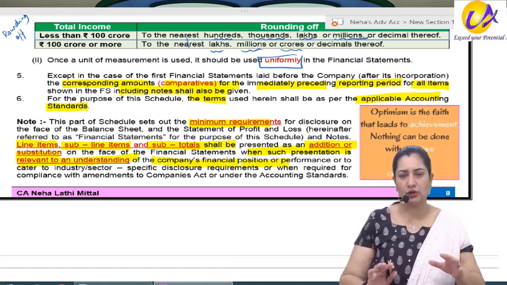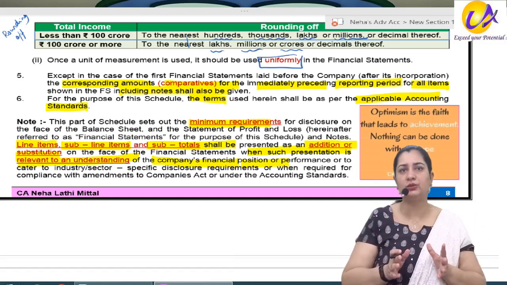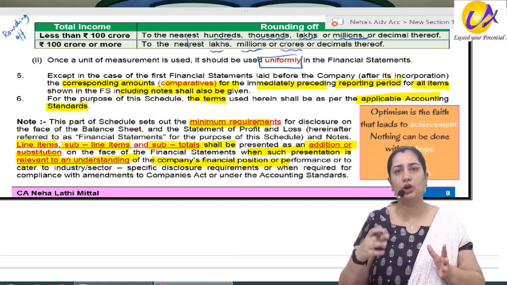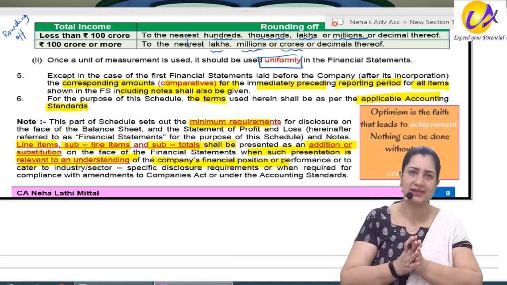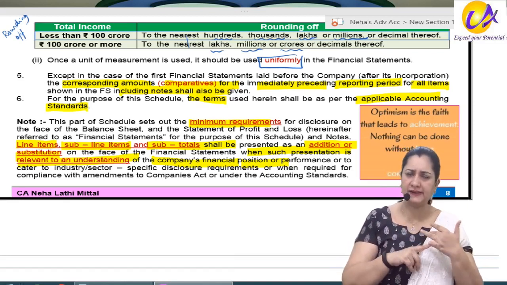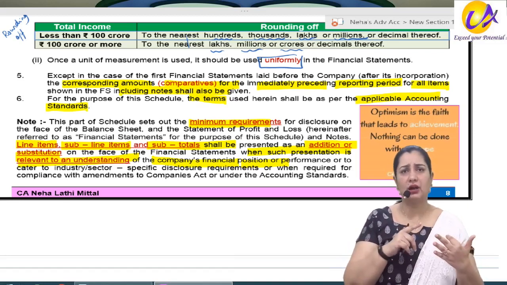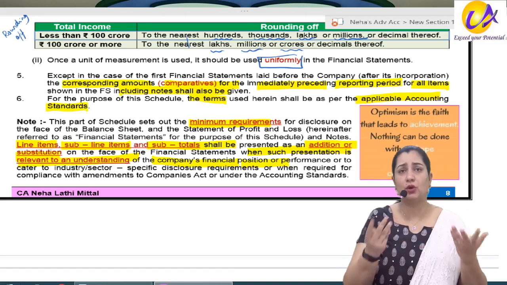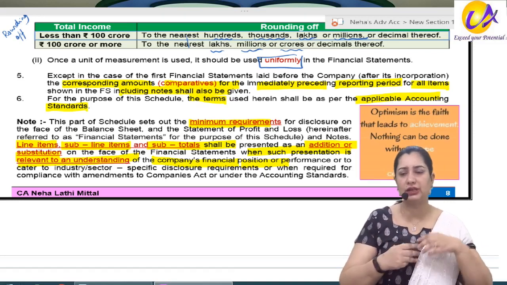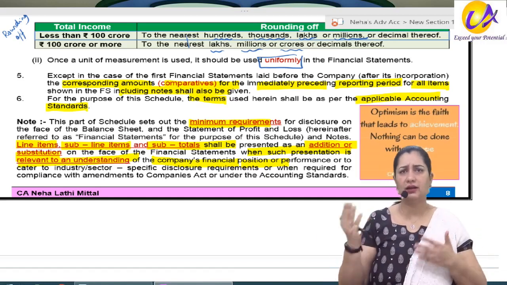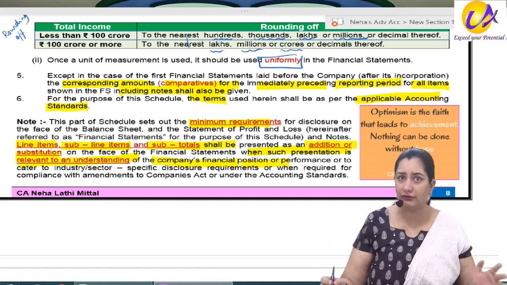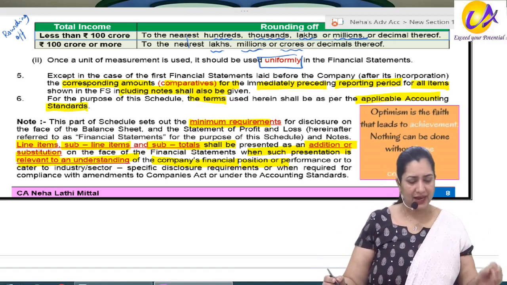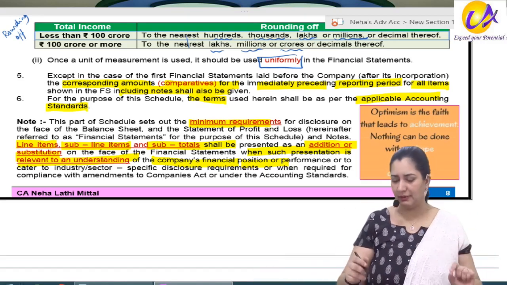And last point is whatever terms are used in my Schedule 3 have the same meaning or definition as per my accounting standards. Like related parties, leases, what do you mean by, let's say, property, plant, equipment, intangibles, what do they mean? Everything is defined under my accounting standards. We are going to learn all of them. And remember, this schedule is the minimum requirement which is given.